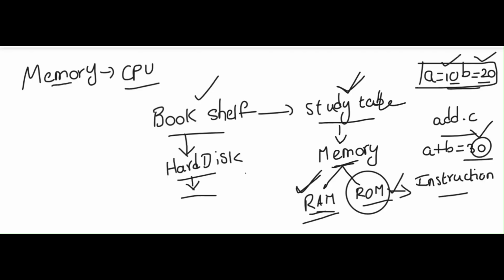Now I think you're much clearer about hard disk, RAM, and ROM, and how a program will be executed. All the data that is being used by a program will be stored in RAM. Whenever you switch off the system, the content of RAM will be erased. The content of the hard disk will stay there. The content of ROM will also stay there.